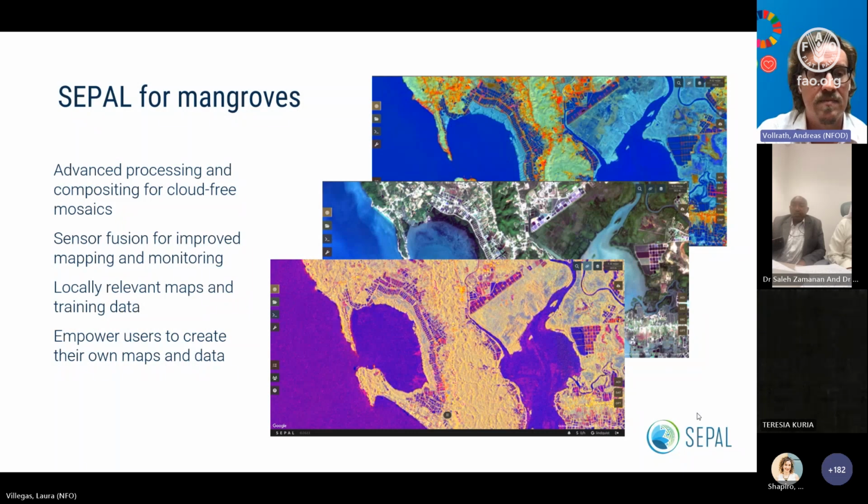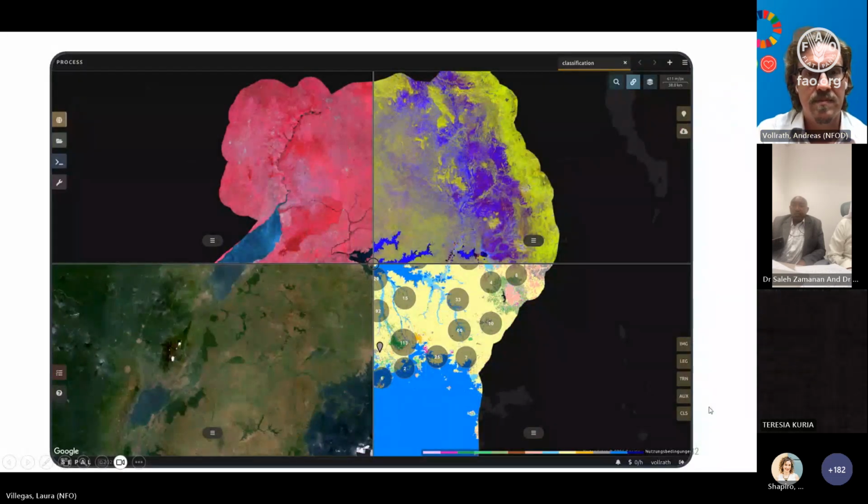Next slide, please. We have quite an intuitive user interface where you can easily visualize the data, also different data sets. So for example, here you can see a mixture of optical and radar data, as well as a classification that really should make it easy to work with this vast amount of data. Next slide, please.